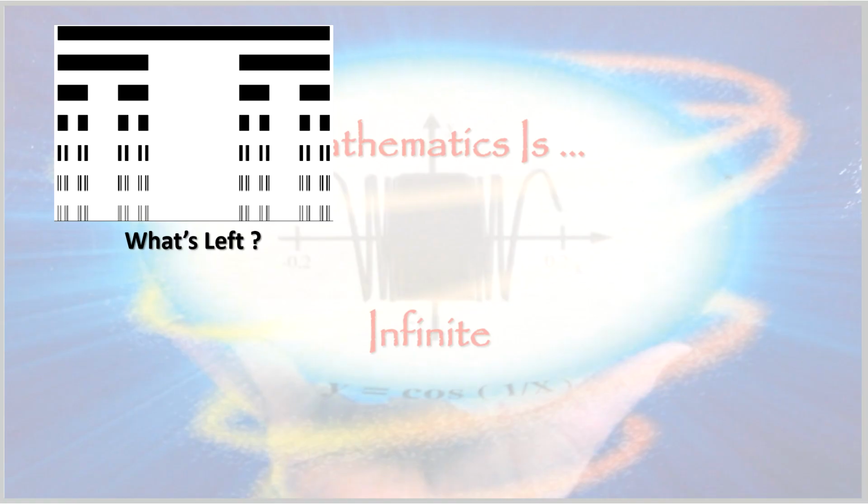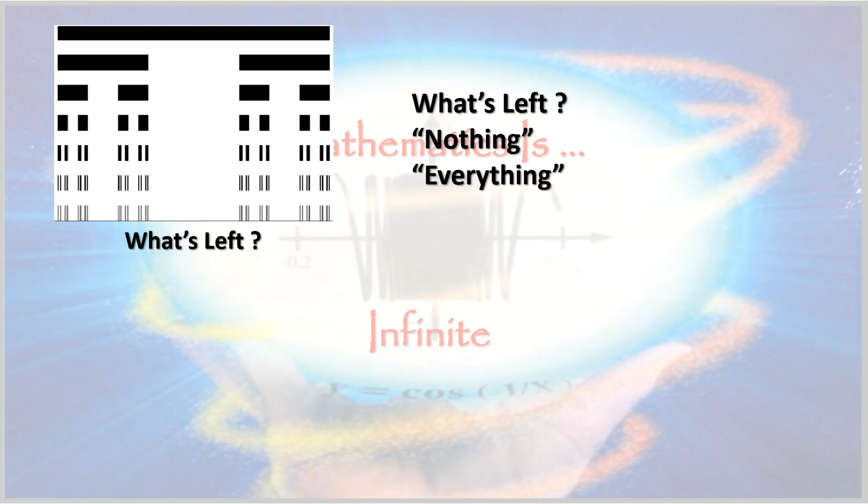Well, you might think that basically nothing is left, and you'd be right. It's unlikely, but you might think that there's as much left as you started with. But this is also right. So how can the Cantor set be nothing and everything at the same time?